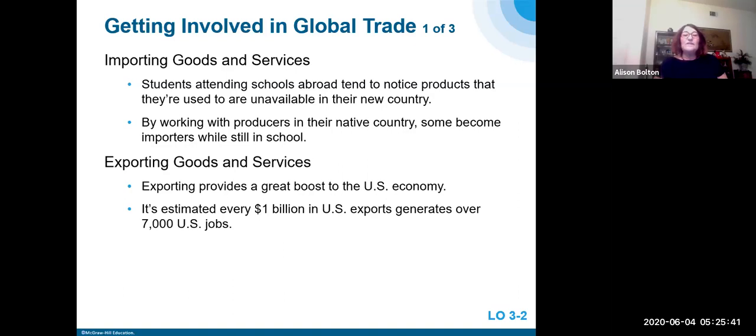So exporting goods and services will only help us by boosting our economy, especially exporting. And then we figure that it generates approximately 7,000 US jobs annually. And so that brings in $1 billion with exports when we do that.